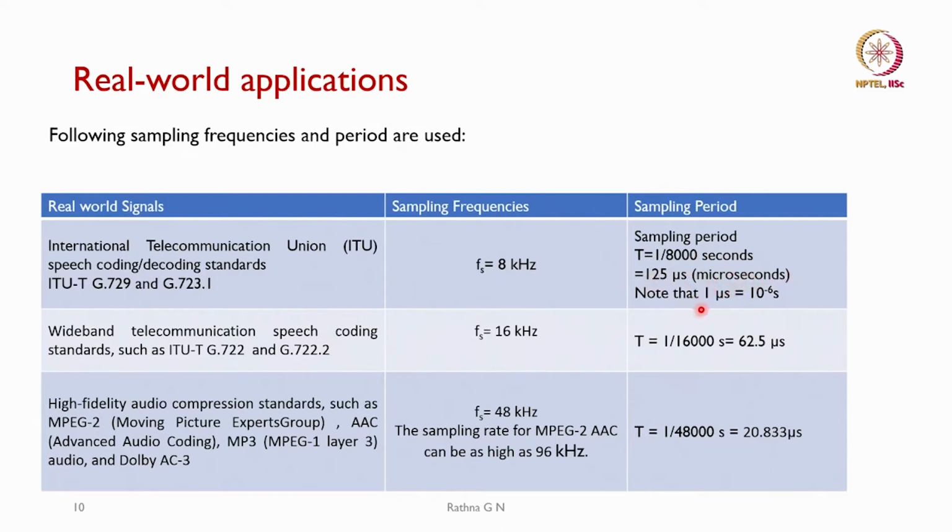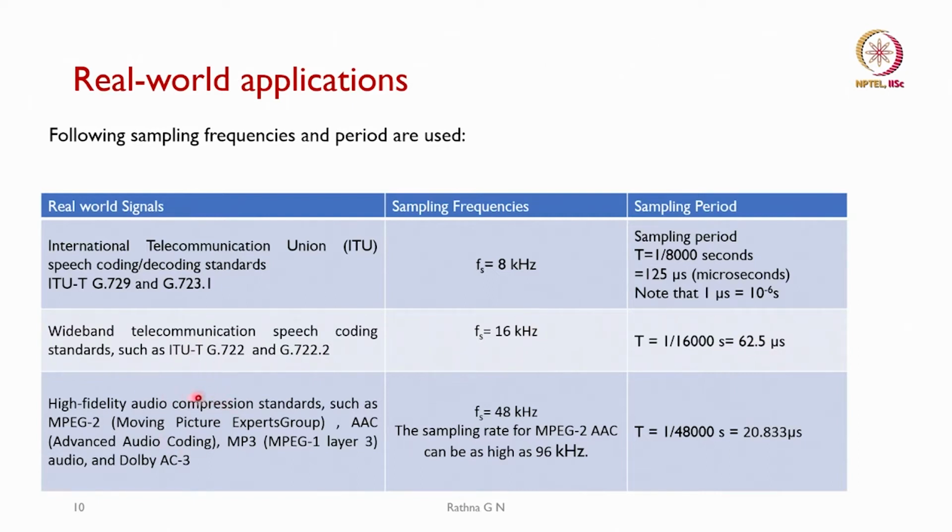Here, 1 microsecond is equal to 10 power minus 6 seconds. Now, if we consider the wideband telecommunication speech coding standards such as ITU-T G722 and 722.2, the sampling frequency is 16 kilohertz. Then the sampling period is 1 by 16,000, which is nothing but 62.5 microseconds.